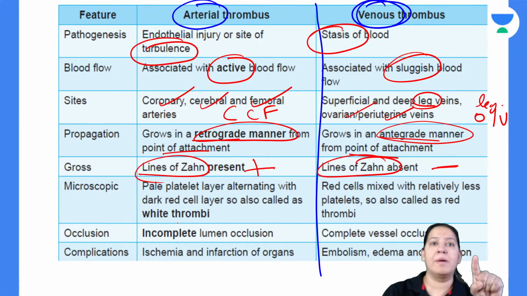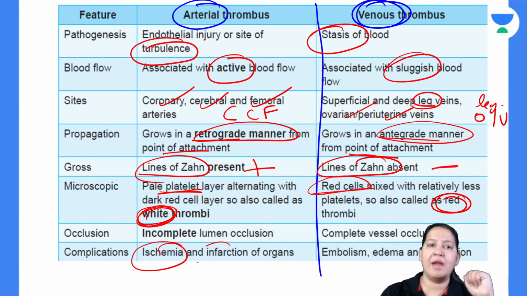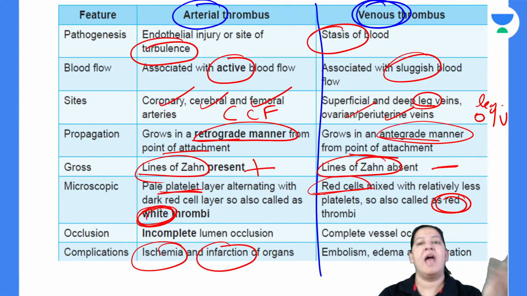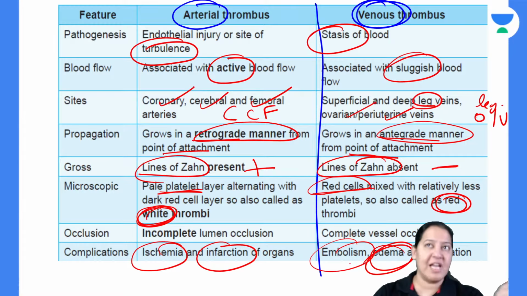The arterial thrombi are white in color because they have more platelets, and venous thrombi are red in color because they have more RBCs. Complication: arterial thrombus results in ischemia and infarction. Venous thrombus results in edema and congestion. Embolism is more common. The detachment is more common in veins as compared to arteries.